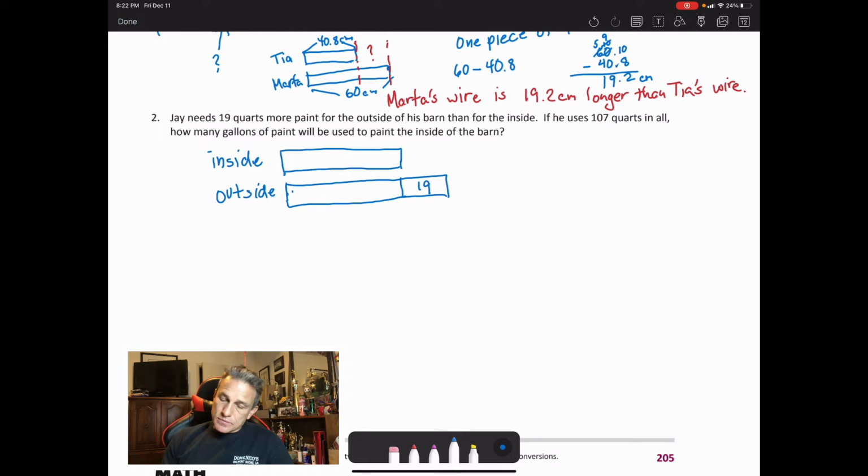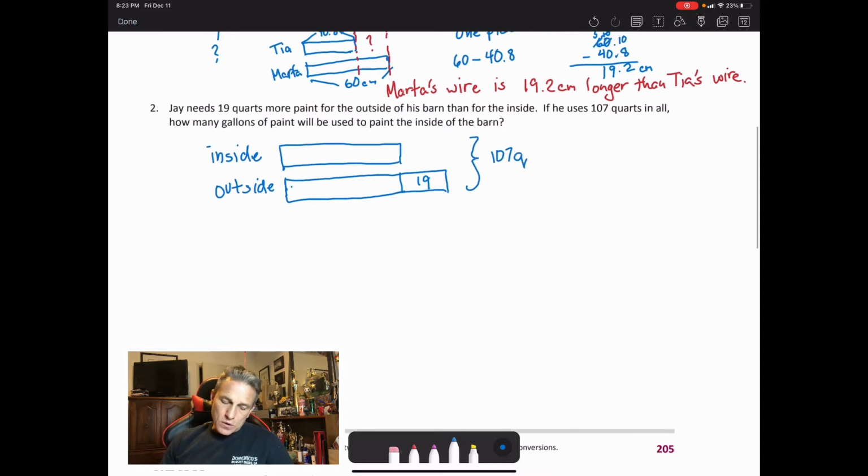And the total amount of quarts of paint that he's going to use to paint both the inside and the outside of the barn is 107 quarts. We want to know how many gallons of paint will be used for the inside. So I guess what we're first going to have to do is figure out how many quarts of paint the inside will have, and then from that we'll figure out how many gallons that is.